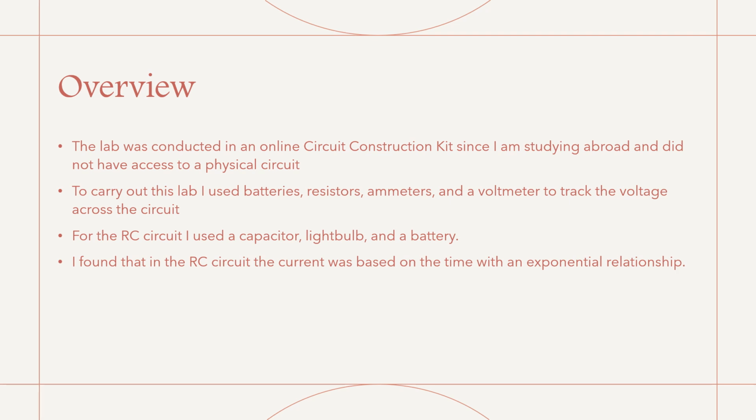So for an overview, the lab was conducted in an online circuit construction kit since I'm studying abroad and did not have access to a physical circuit. To carry out this lab, I used batteries, resistors, ammeters, and a voltmeter to track the voltage across the circuit. For the RC circuit, I used a capacitor, light bulb, and a battery. I found that in the RC circuit, the current was based on the time with an exponential relationship.